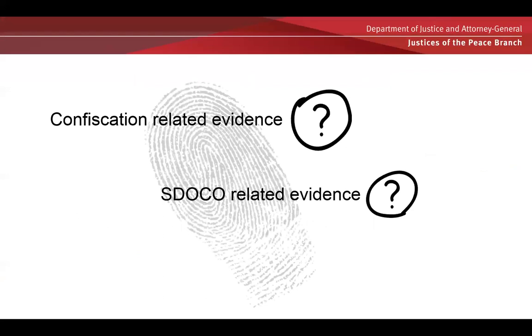We've also had queries at previous workshops from attendees: what is confiscation-related evidence? Or what does SDOCO mean? I'm going to explain those terms now, but I would like to point out that it's not your role as a JP to determine if the documents requested pertain to either confiscation-related evidence or a serious drug offender confiscation order. That's the role of the police, okay?